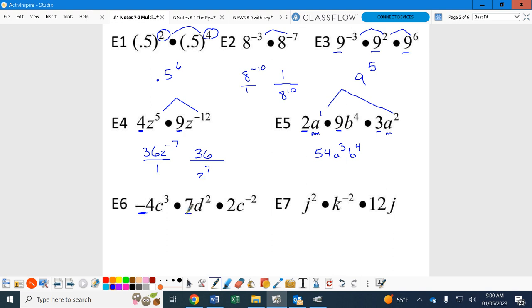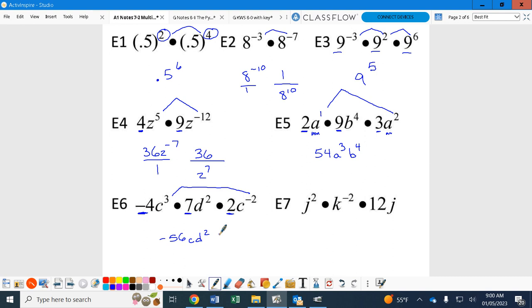times 7 times 2. Negative 4 times 7 times 2. What do you get? Negative what? Negative 56. Okay. Alphabetically, the C comes first. So C goes right here. We're going to be adding this 3 and this negative 2. Oh, guys, what's 3 and negative 2, though? 1. Do we write the 1? We just write C. And then the D to the 2nd goes at the end. Don't forget the D. Don't forget to put that on the end.